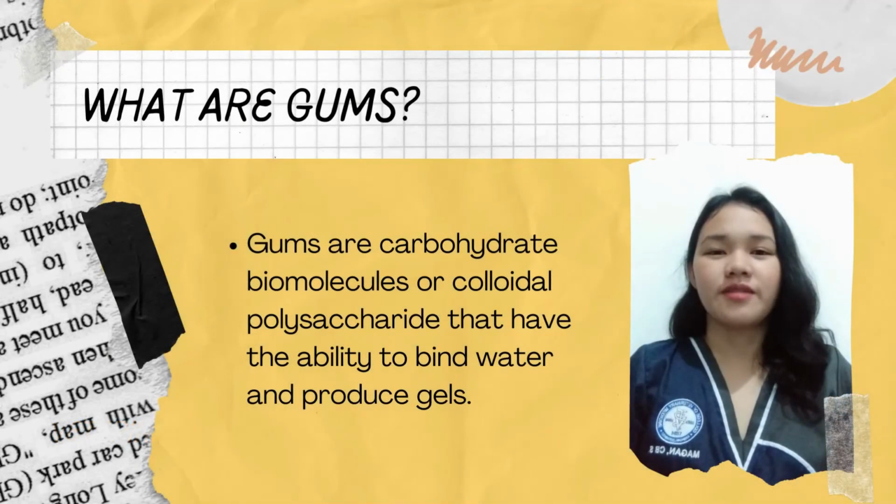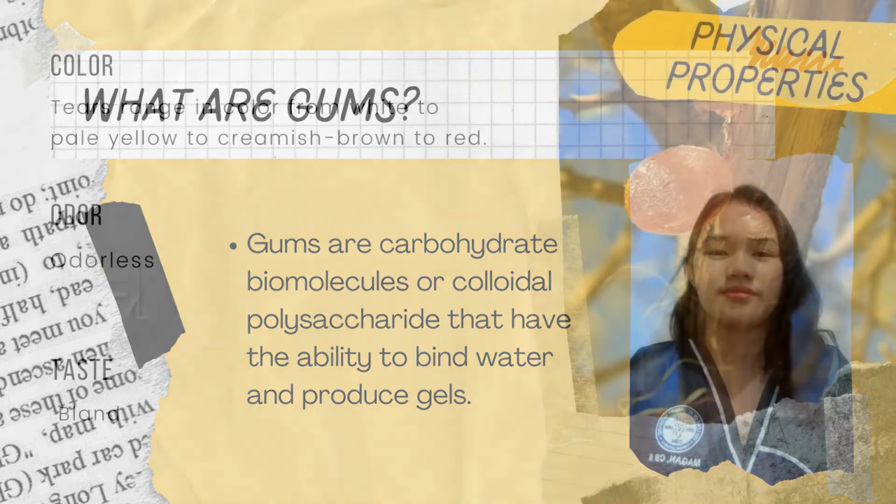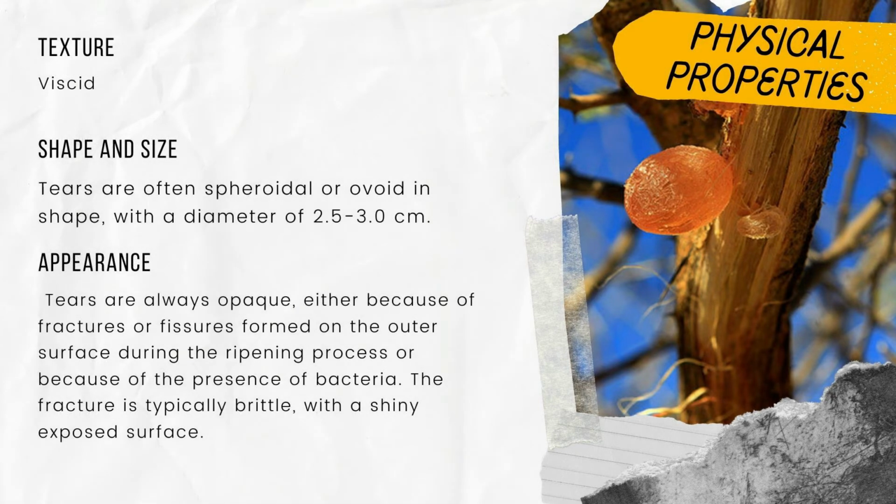Gums are carbohydrate biomolecules or colloidal polysaccharides that have the ability to bind water and produce gels because they dissolve readily. It is gelatinous when moist, but hardens when dried. The color of gum tears may range from white, pale yellow, or creamish brown to red. It is odorless and has a bland taste with a viscid or sticky texture. The tear shapes are spheroidal or ovoid with 2.5 to 3 centimeters diameter.